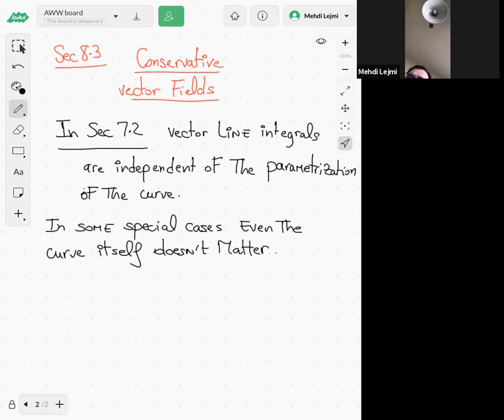What matters here are only the initial and the terminal points. Only the initial and terminal points matter.